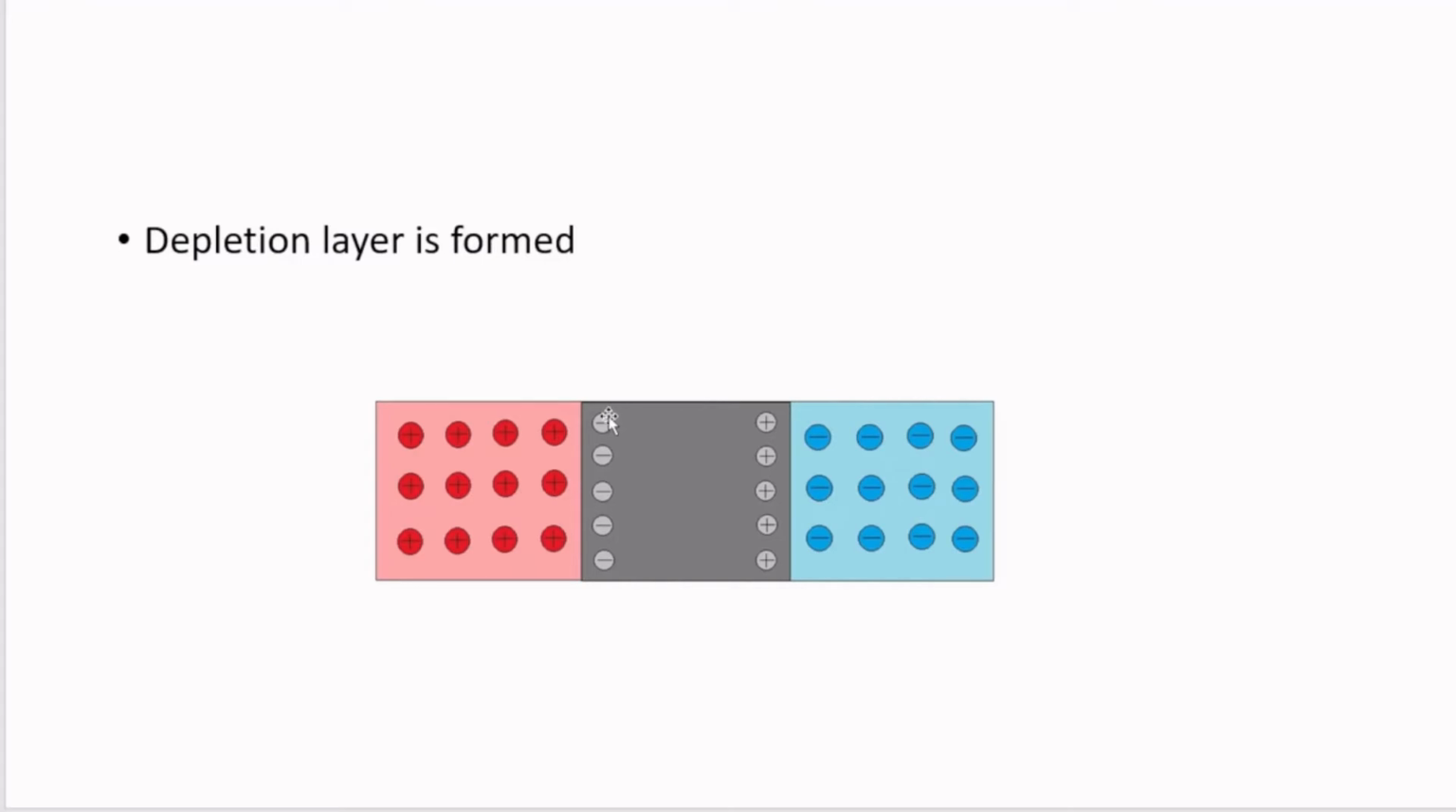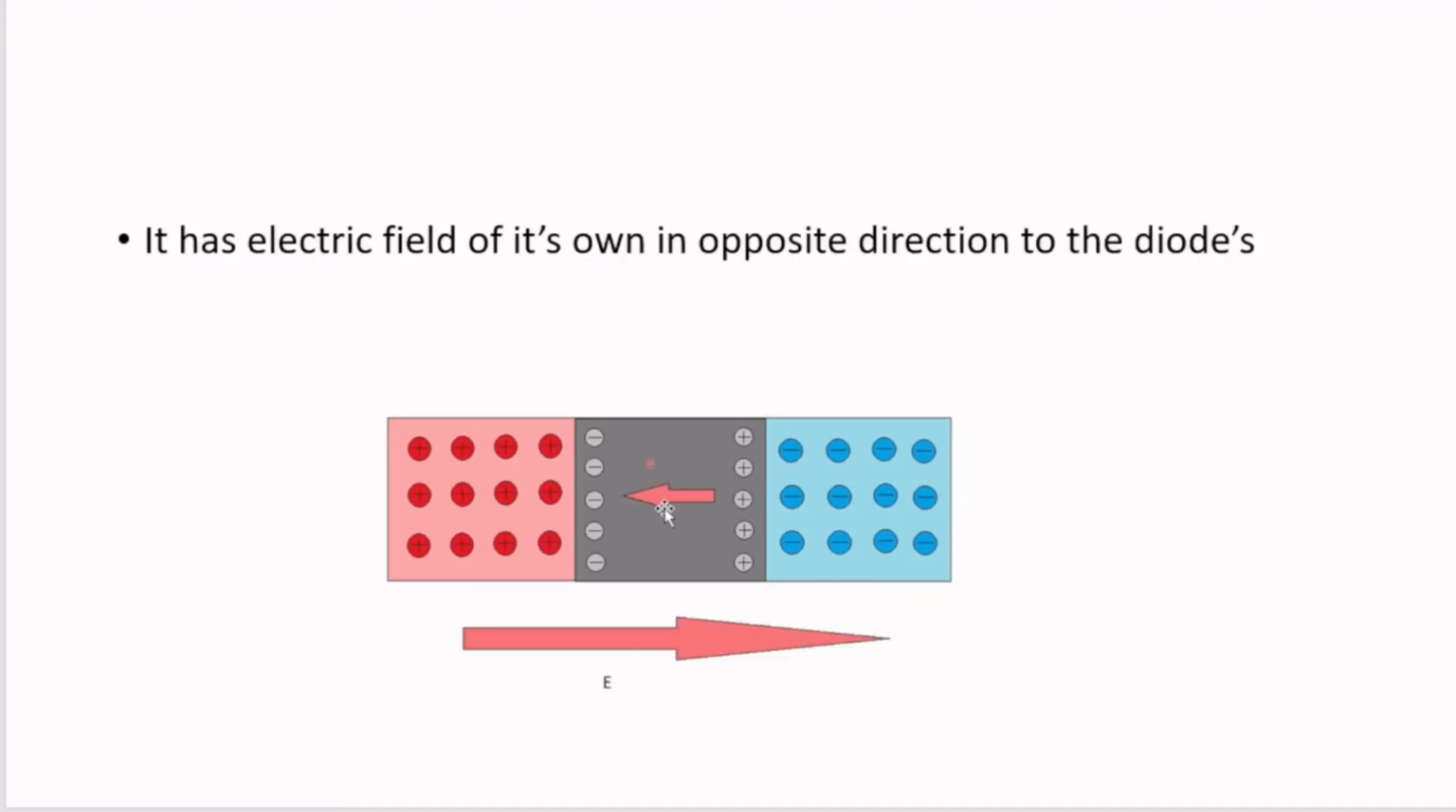Now this depletion layer, on the side closer to the p-type semiconductor, acquires a little bit of a negative charge because the electrons move towards the p-type. The depletion layer on the n-side forms a little bit of a positive charge because of the spaces left behind by the electrons that moved towards the p-type semiconductor. This depletion layer has its own electric field, which is in the opposite direction of the diode's electric field.